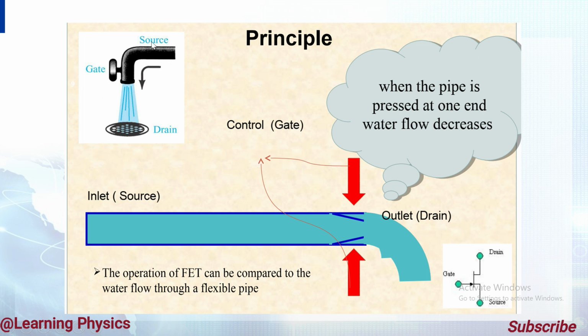Here is the source of electrons or holes, and here is a gate which can stop or close the flow of charge carriers. And this is the main principle. This schematic shows the principle of FET, and the charge carrier travels from source to drain. And here is the best example to understand the working or functioning of FET.